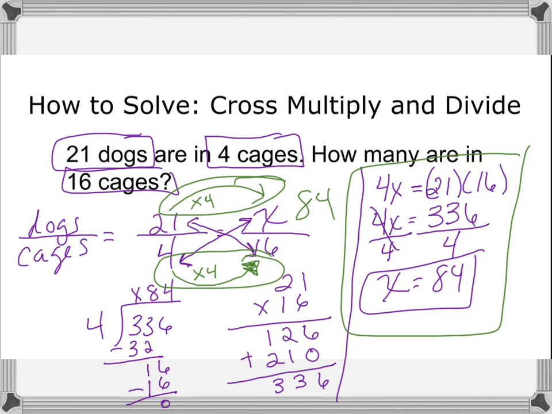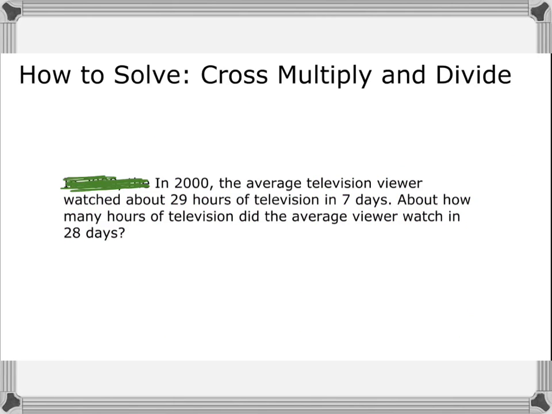Let's look at another one. This is another one that has some easy work to it, but again, I just want to prove to you that this method works every time. There is a typo in this one, so I just crossed that out so it's not in the way. In 2000, the average television viewer watched about 29 hours of television in 7 days. About how many hours of television did the average viewer watch in 28 days?